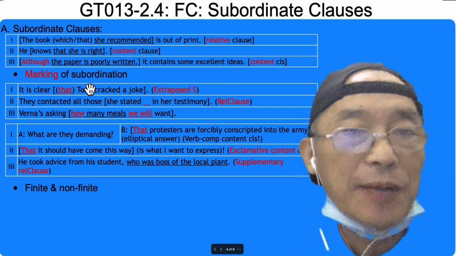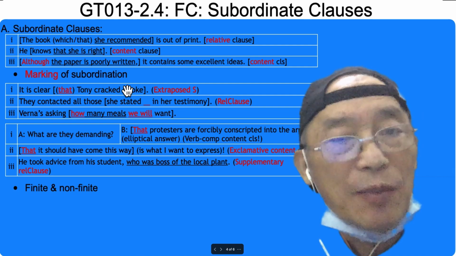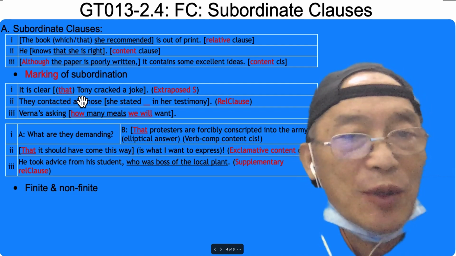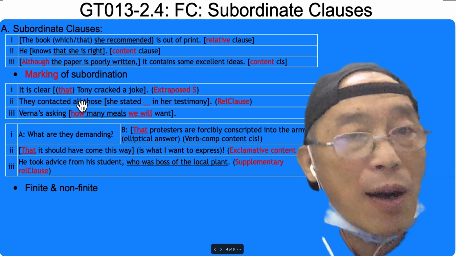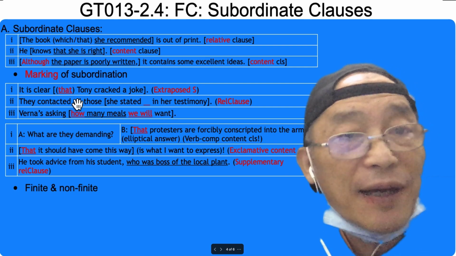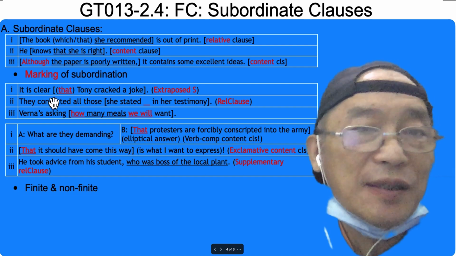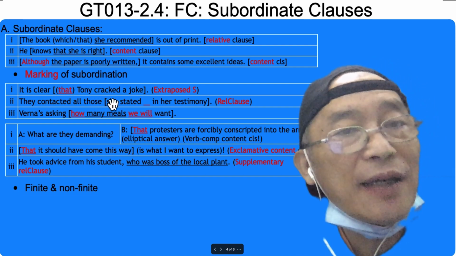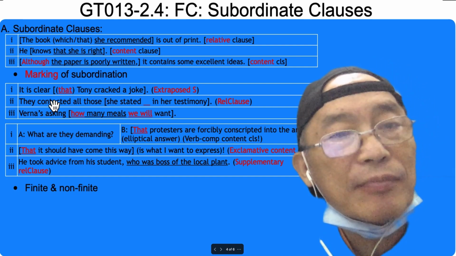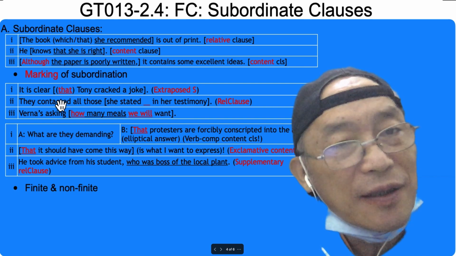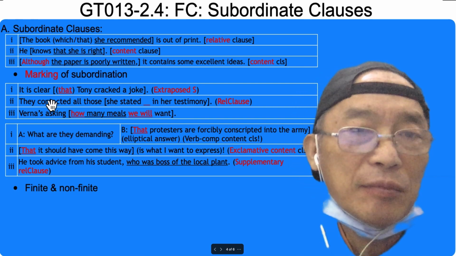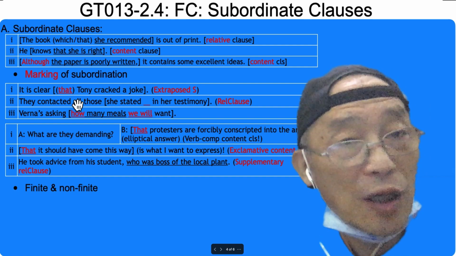Regarding marking of a subordinate clause, let's check. Yeah, subordinator, that's a kind of marking. In fact, it can be optional because this is an adjective that can take a content clause, and this adjective is very short, so the subordinator is optional.